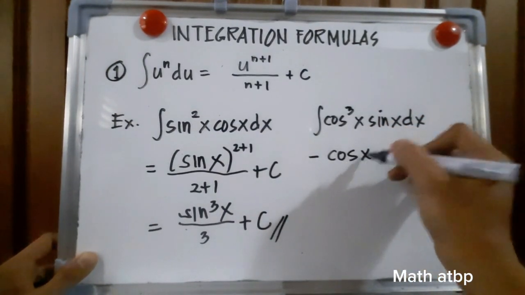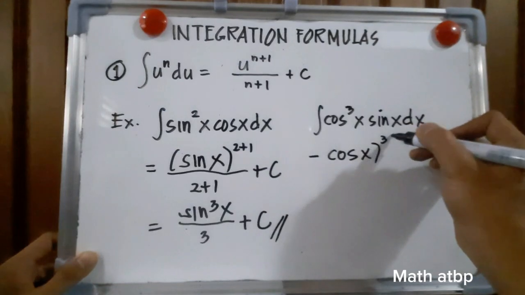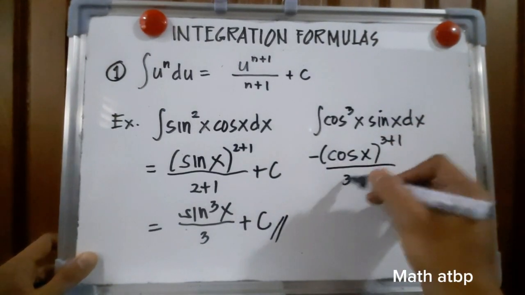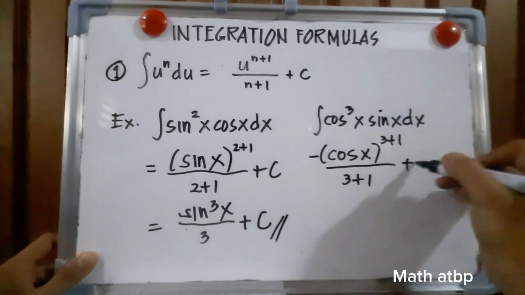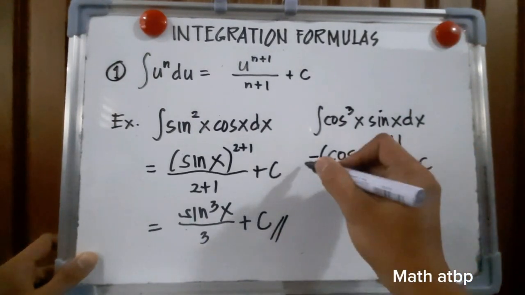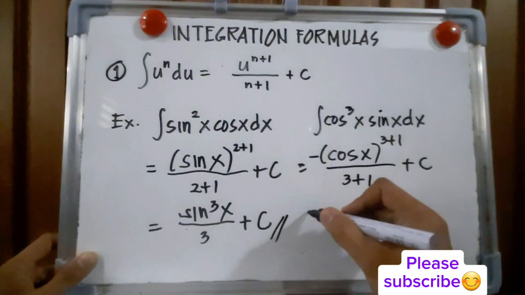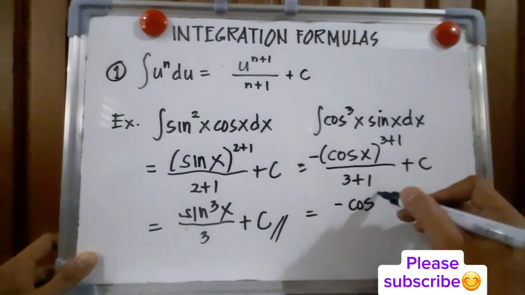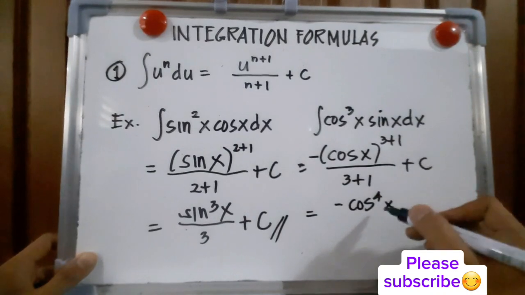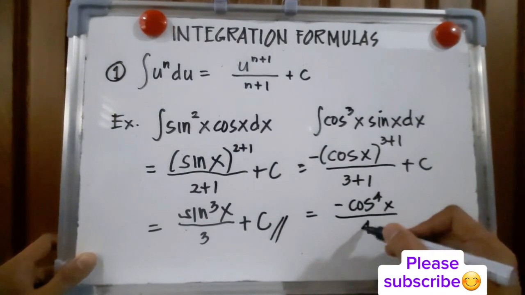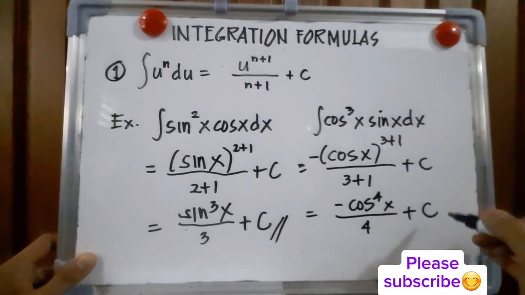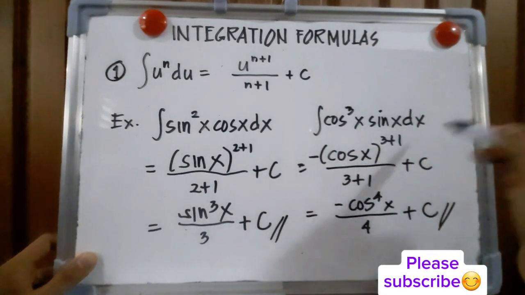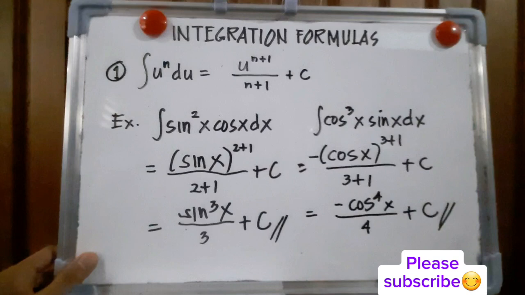cosine of x raised to 3 plus 1 over 3 plus 1 plus c. Finally, we have here negative cosine to the fourth of x over 4 plus c. That is the integral of cosine cubed of x sine x dx. I hope you can follow.